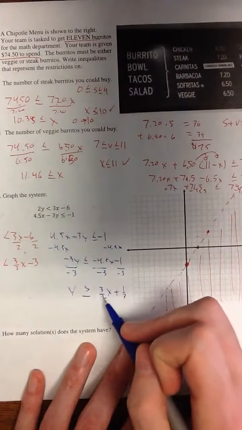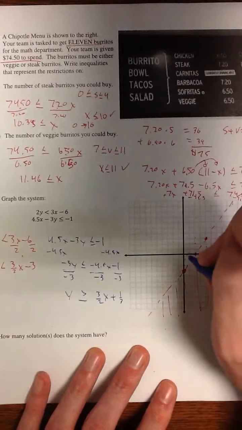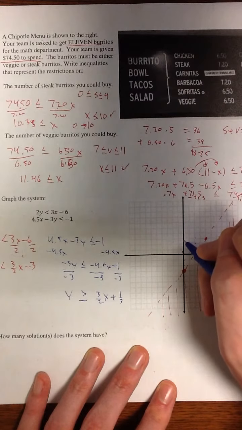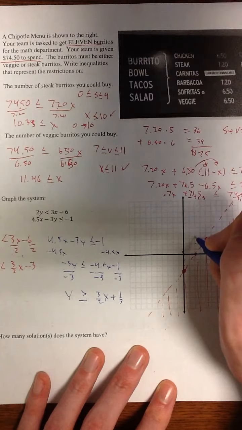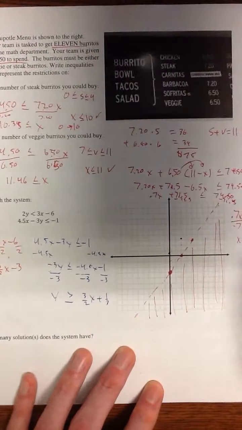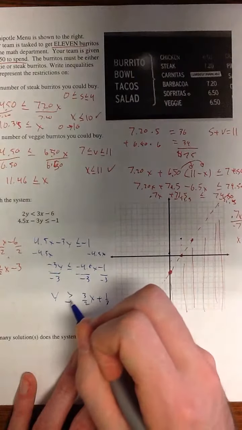So again, I've got my slope and my y-intercept. So I'll come on up here. There's my y-intercept. Up 3 over 2. That's exactly the same as the last one. So that means that these two lines are actually going to be parallel.